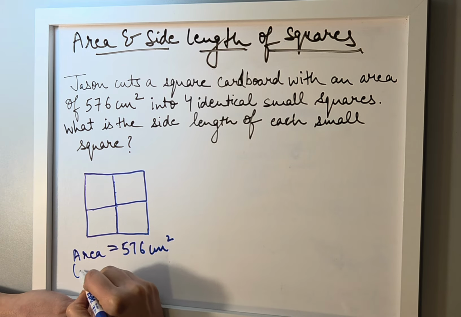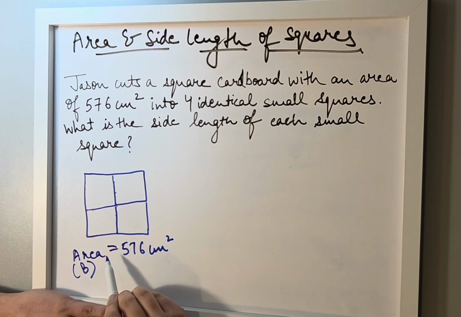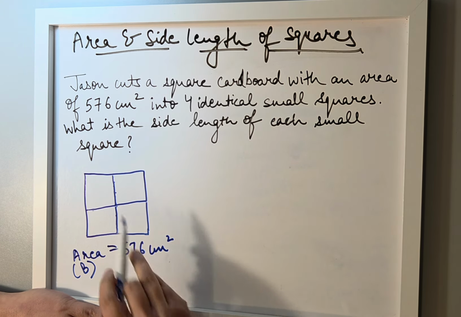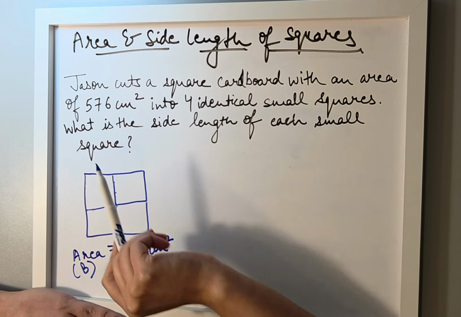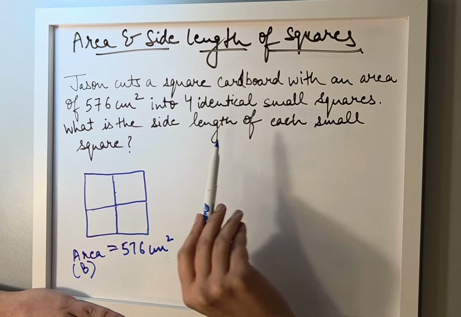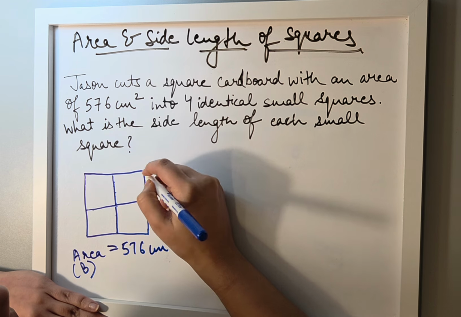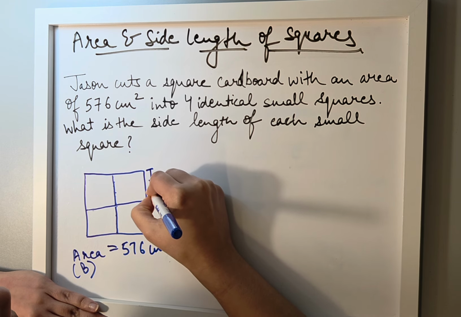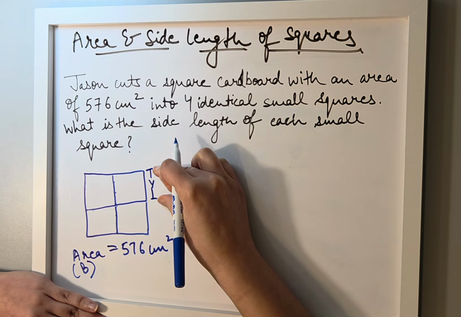Okay, so the big square we are representing as B. Its area is given, and we know all the 4 smaller squares are identical. Now what we have to find is, what is the side length of each small square? So we can write this as Y. This is a small square, so we have to find this length.